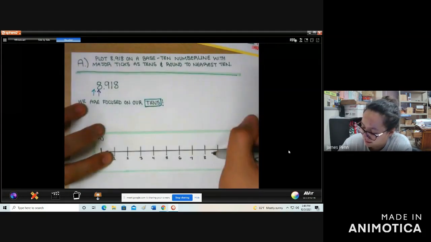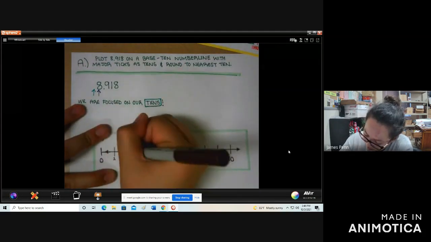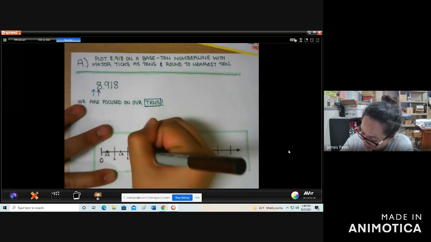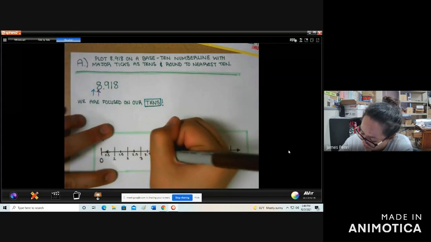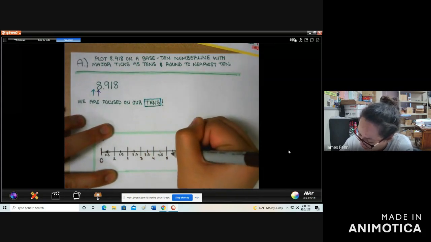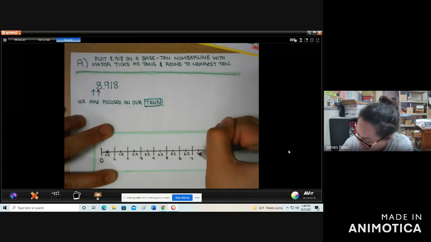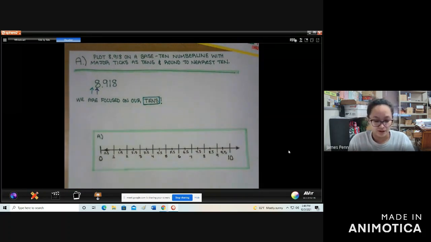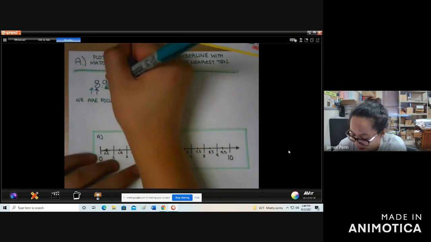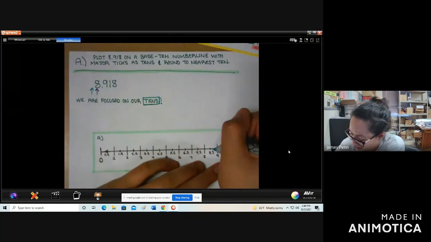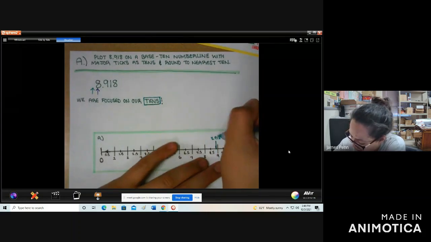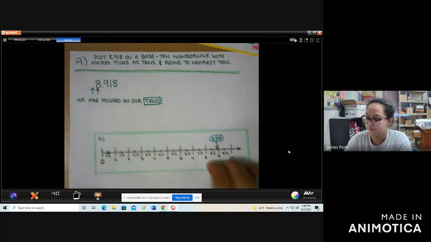8.9. Where should we put it? I know it goes in the 8 somewhere. If you're really questioning it, you can put another tick mark in the middle, cut it in half. It would be 0.5, 1.5, 2.5, 3.5, 4.5, 5.5, 6.5, 7.5, 8.5, and 9.5. So we look at it. We know that 8.9 goes after 8.5, so 8.9 is closer to 9, so it'll be a little closer to 9. Let's just say that this is our point right here.